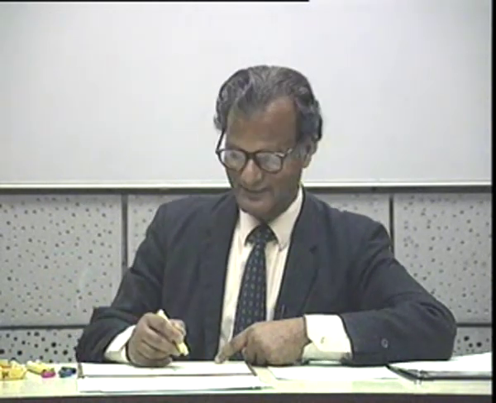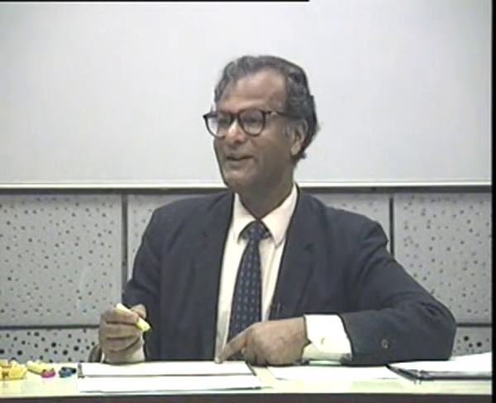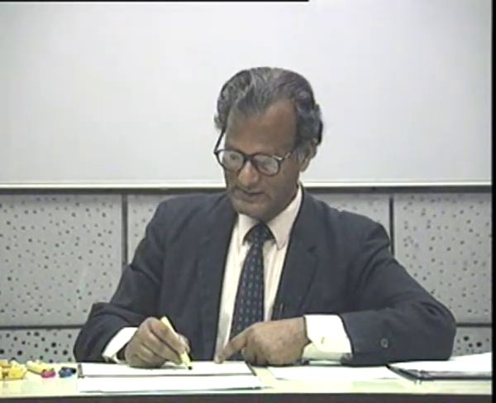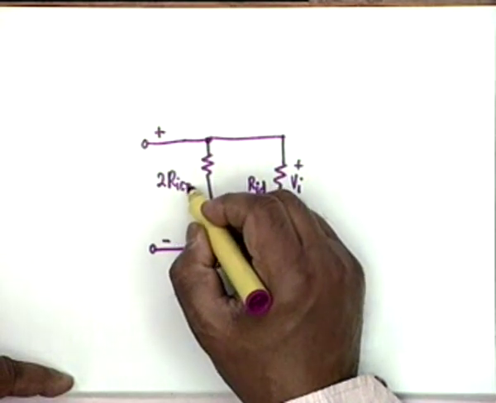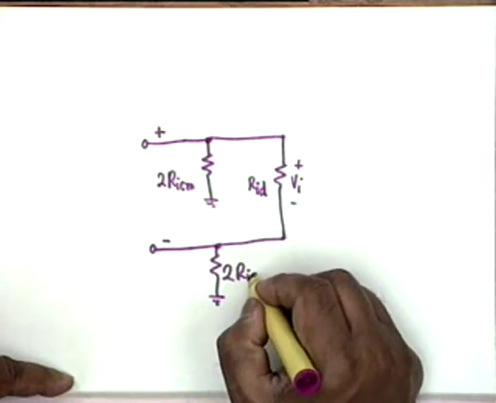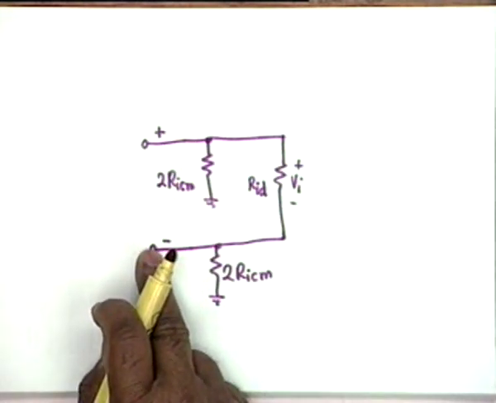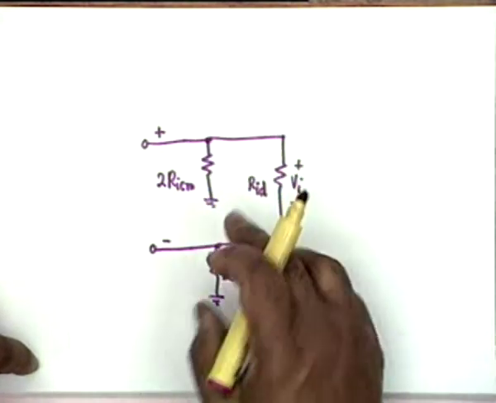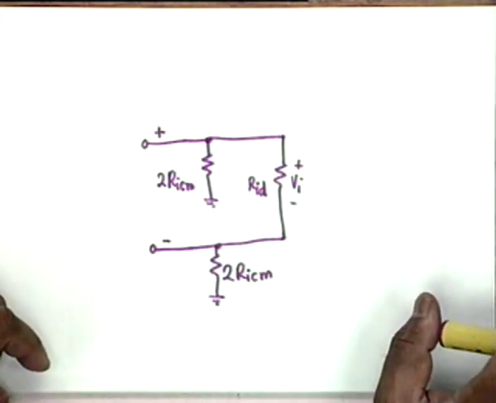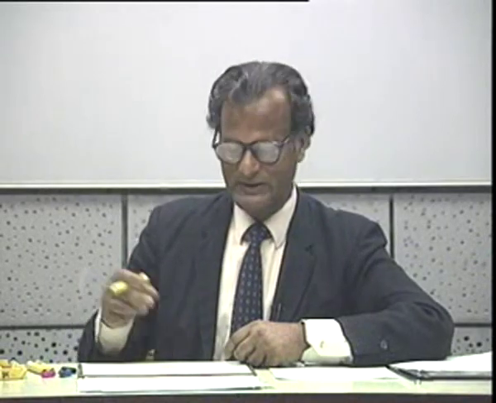RICM, common mode. No, this would be twice RICM. Wonderful. Why twice? Because when I short these two, the resistance should be RICM. Okay? You understand this? And these two terminals are exactly identical. There is nothing to discriminate, and therefore we divide them equally.